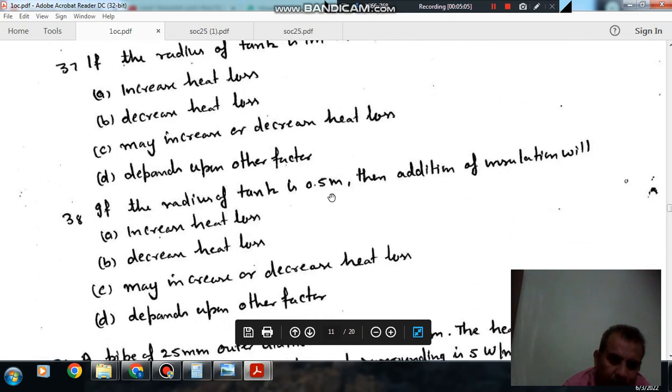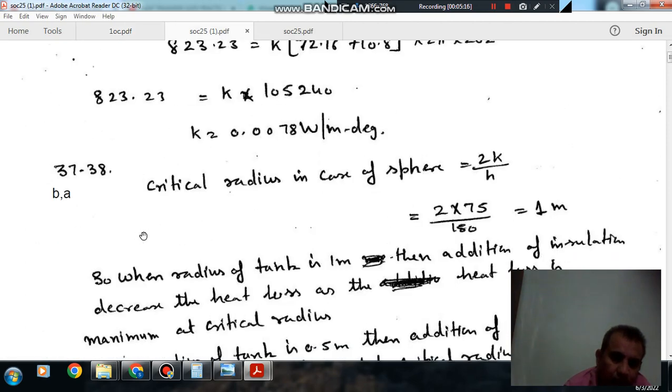Question number 38: if the radius of the tank is 0.5 meter, then the addition of insulation will increase heat loss, decrease heat loss, may increase or decrease heat loss, or depends upon the other factor. To find out whether the heat loss will be maximum or minimum, it depends upon the critical radius of the insulation, and the critical radius in spherical coordinates is 2k by h. K is the conductivity of insulation and h is the convective heat transfer coefficient. K is given as 75 and h is given as 150, so it is 1 meter. So the critical radius is 1 meter.